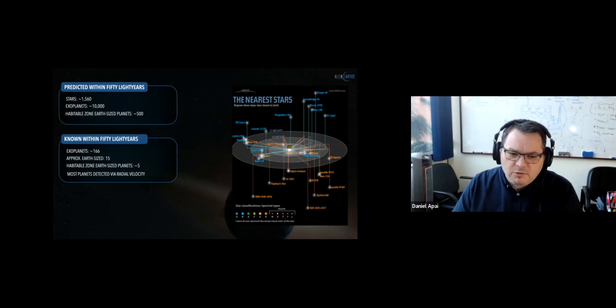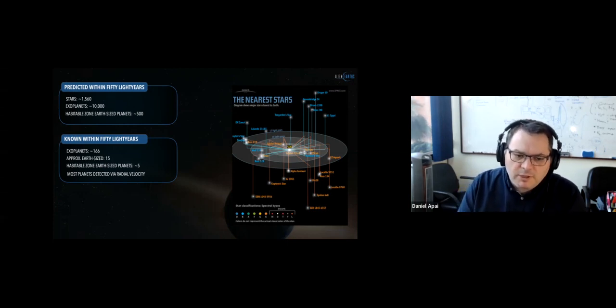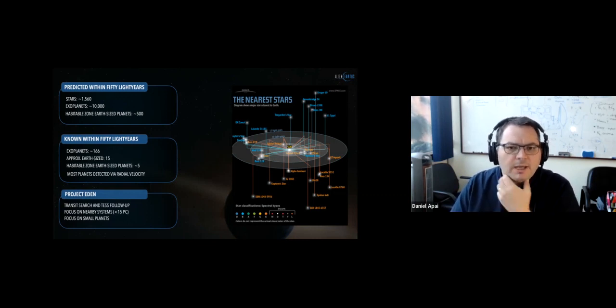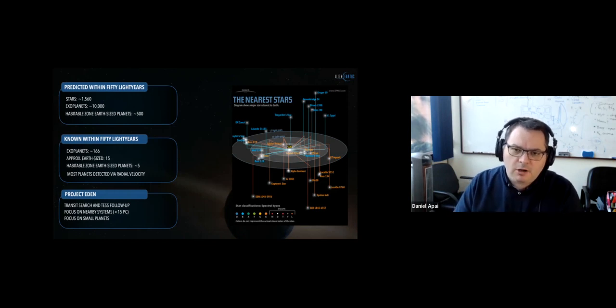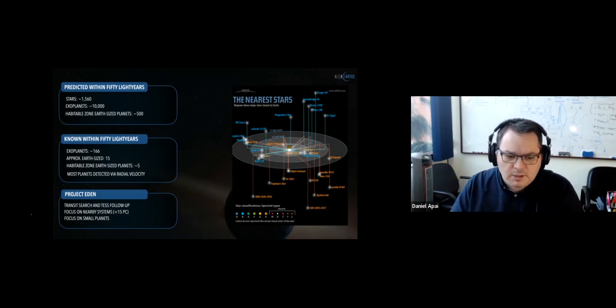And in terms of habitable zone Earth-sized planets, the number is roughly 5, depending on exactly how you define habitable zone and how you define Earth size. But the point is that we really are missing the vast majority of these worlds, even in this closest, smallest volume to us. So one of the projects within Alien Earth is Project Eden, which is following up nearby planetary systems, especially late M dwarfs, combining our data with TESS observations where possible. We are searching for and following up small transiting planets in this small volume because of their strategic importance.